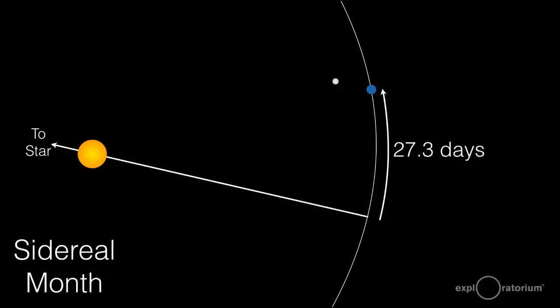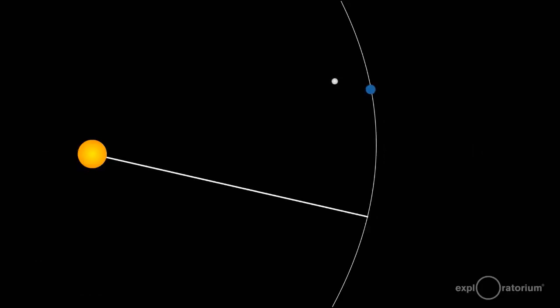To the next time you line up with a star, sidereal means star. However, if you look at this, the moon is not lined up with the sun. If you want to go from new moon to the next new moon, we have to let the Earth go a little bit further in its orbit, let the moon orbit the Earth a little bit as well.